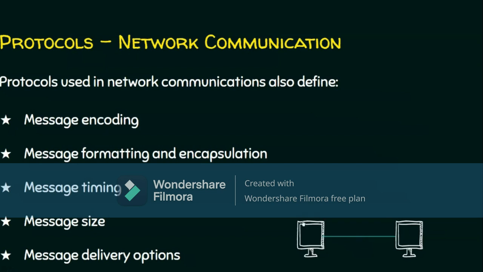If there is a very big data on the sender side, it cannot send that big data on a very small link. So it has to be handled appropriately. At the same time, the delivery option should also be dealt with: whether the message is only for one destination, some group of destinations, or all the destinations in the network. That should also be dealt with in the protocols part. So a protocol defines message encoding, message formatting and encapsulation, message timing, message size and the delivery.